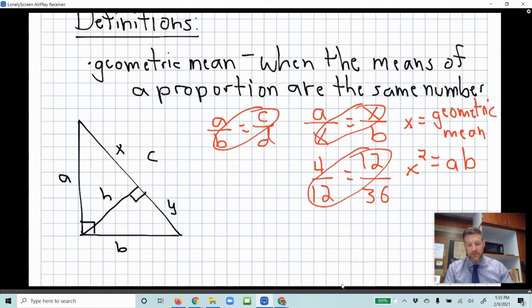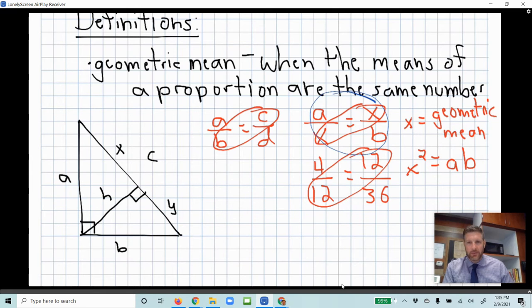So you could see that in the first example, if I were to cross multiply right here, I could do x times x would be x squared, a times b would be ab, and so x squared equals ab. Or again, you can see the same thing with the example of 4 over 12 and 12 over 36. In both of those cases, they reduce to 1/3, but the means are the same number, and that's what we call the geometric mean.